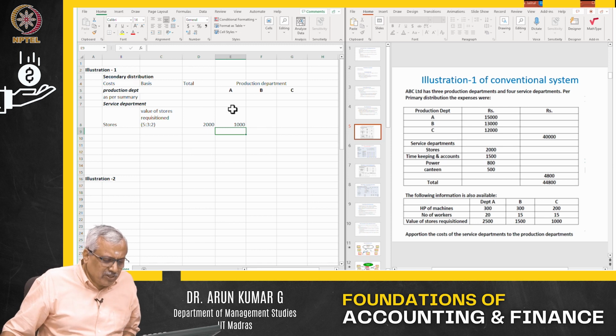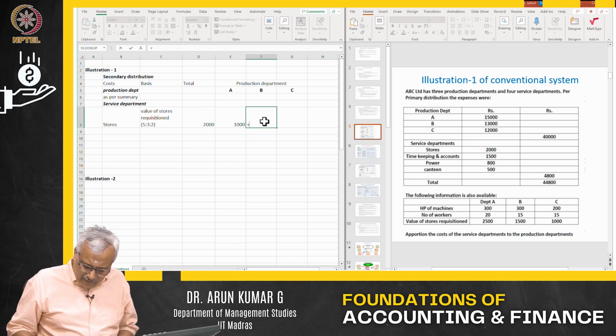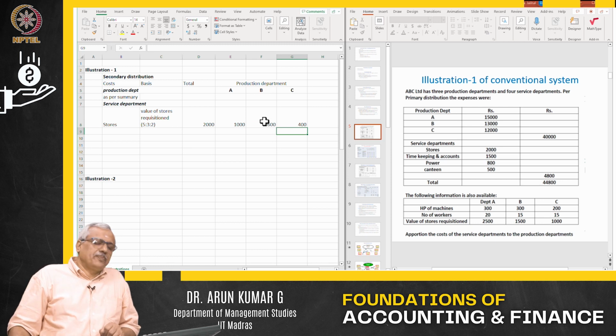So, 1000 rupees worth of stores just goes to the production department, a simple straight allocation. I will do the same thing again here. I will take the same 2000 into 3 divided by 10, and that is perfectly all right. And then 2000 into 2 divided by 10, and that is gone, straight and simple.